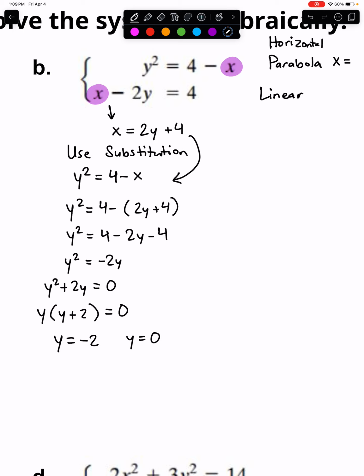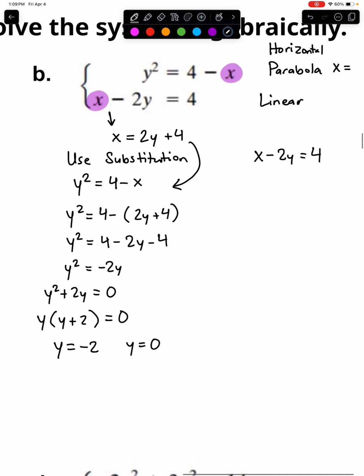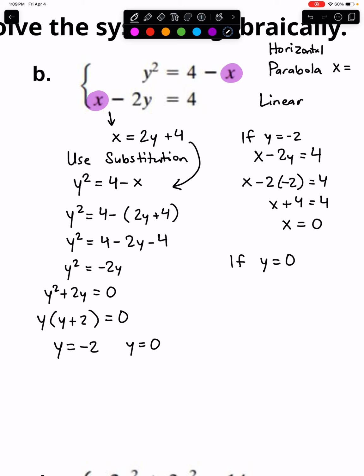So let's see. x minus 2y equals 4. Okay. So if y equals negative 2, then I would have x minus 2 times negative 2 is equal to 4. So this would be x plus 4 equals 4. So wouldn't this be x equals 0? All right. And if y equals 0, then I would have x minus 2 times 0 equals 4. So this would give you x equals 4.